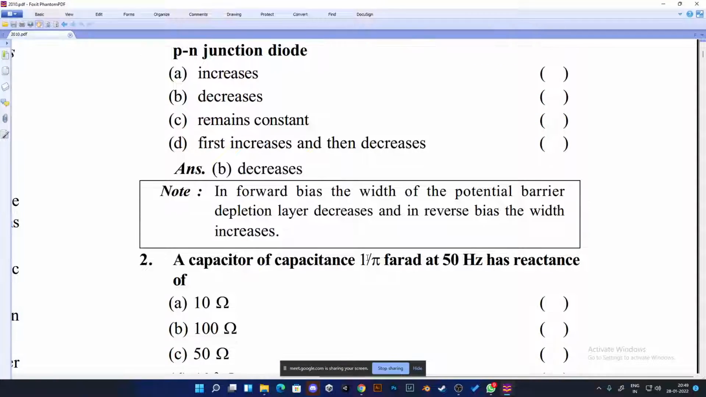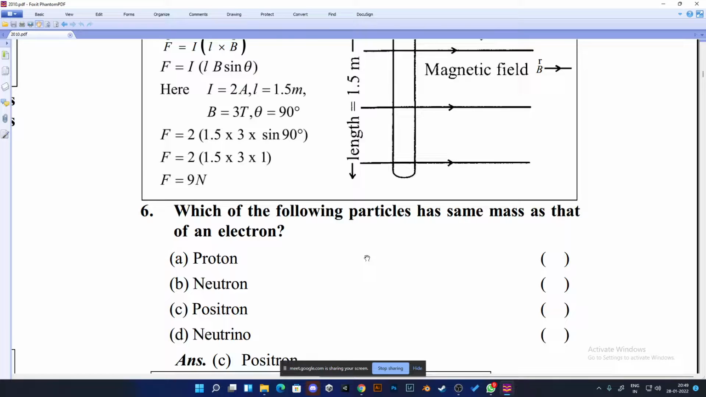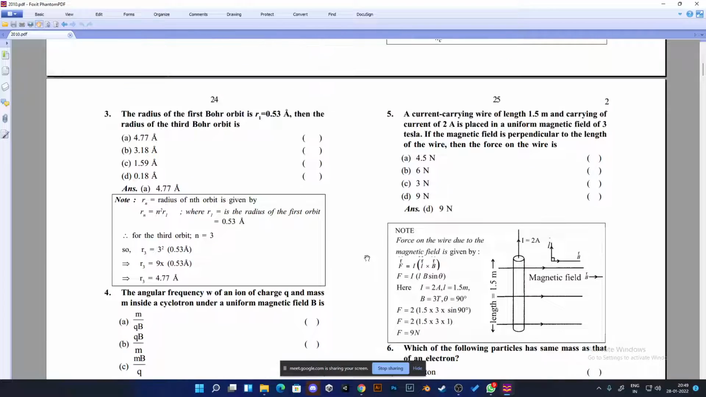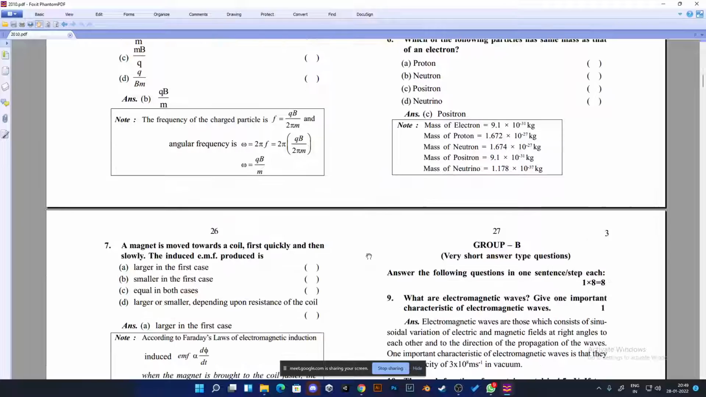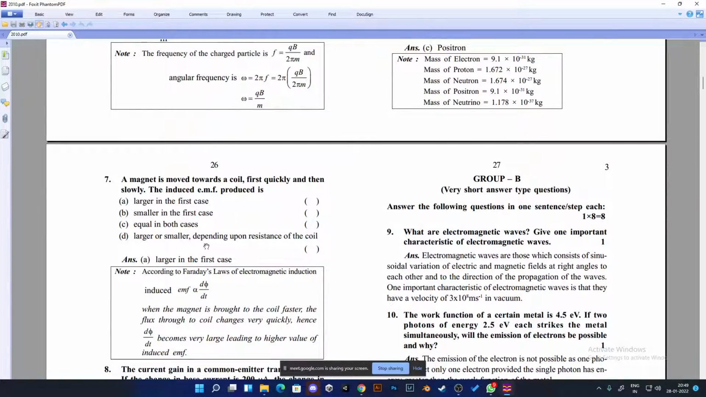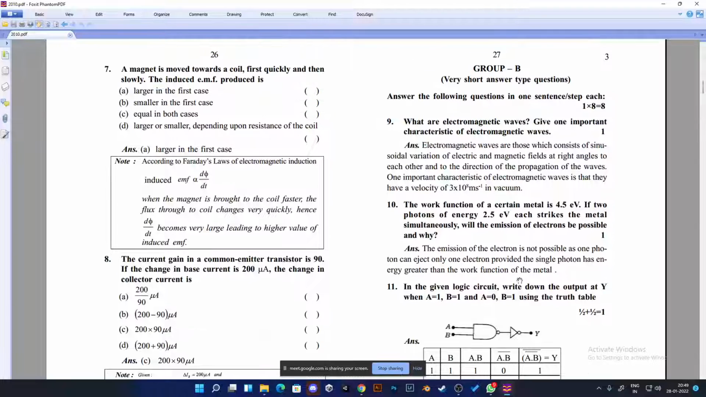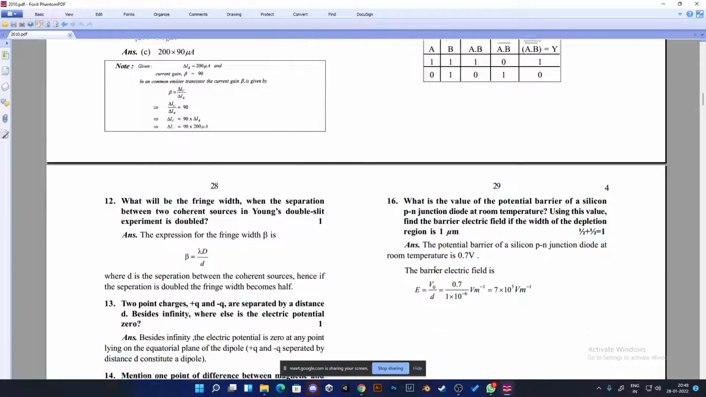Decrease. This one is from a different chapter. 5, 6 is from a different chapter. Let me find. There should be one more question from semiconductors. Oh, transistor it came. So it is no longer there in the syllabus, so you're fine. This was also from semiconductor earlier. Don't study this one. If you see this kind of question, don't do it. All these topics are removed.